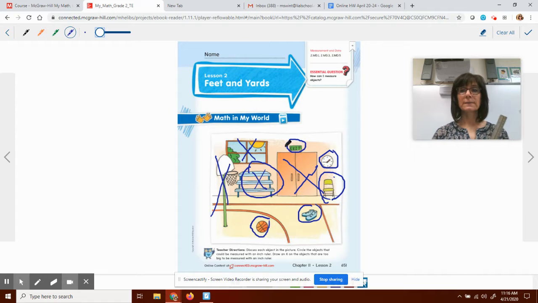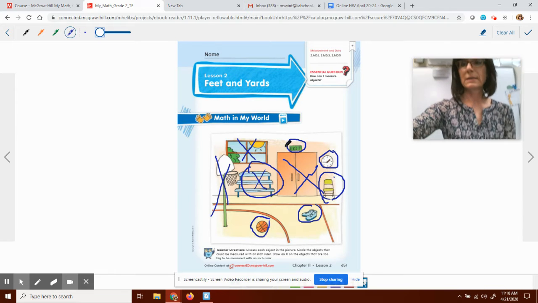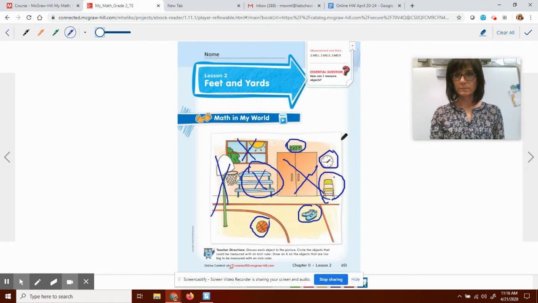So we've got our items there that we'd either measure with a ruler, or if I couldn't use a ruler, I'd use a yardstick. Now a yardstick is 3 rulers together. If I had 3 rulers, I'm going to have a yard. If I have 12 inches in one ruler, I'm going to have 24 inches in 2 rulers, 36 inches in 3 rulers. So there's 36 inches in 1 yard. Let's turn the page.